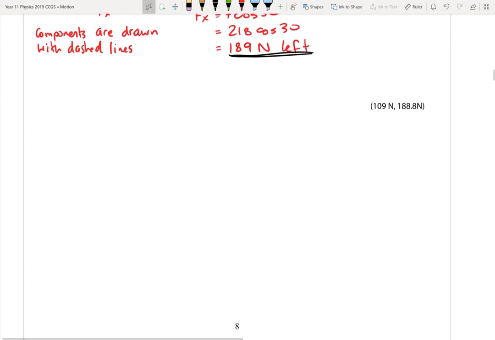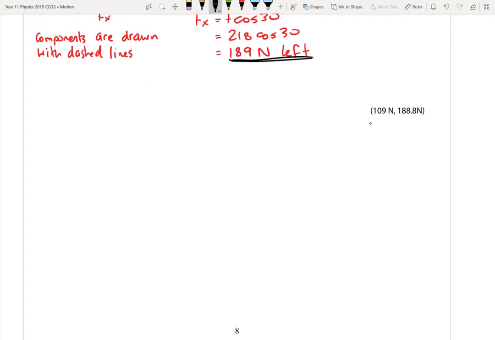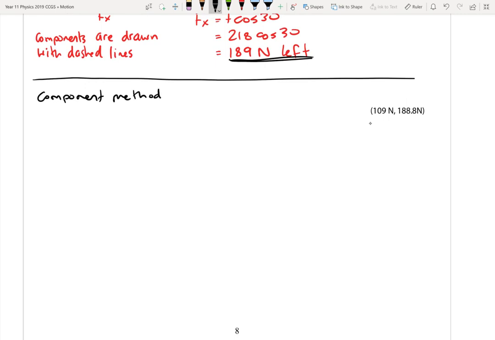All right, now, let's just quickly assign this section here for the component method. Component method. This is useful if you have more than 2 vectors. If you had 2 vectors at any angle, you could just combine them. You would make a scalene triangle. You would use the sine and cosine.